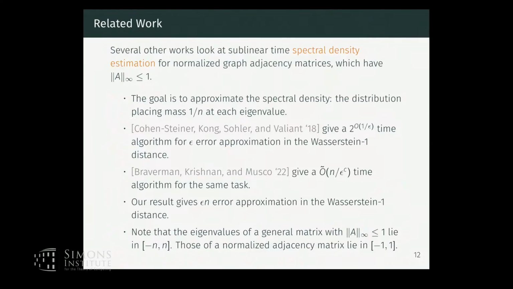But they're sort of incomparable regimes, because the eigenvalues of a general matrix with entries bounded by 1 lie in the range negative n to n. And this is intuitively why we have this scaling with n. The eigenvalues of a normalized adjacency matrix, even though its entries are bounded in value by 1, lie between -1 and 1. So in their work, they get a much tighter bound, scaling with epsilon. So it's worth noting that it's very related, but they're two separate regimes. They have a lot more structure to work with, and it tells them a lot more about their eigenvalues.